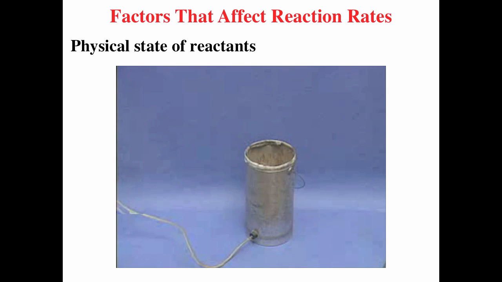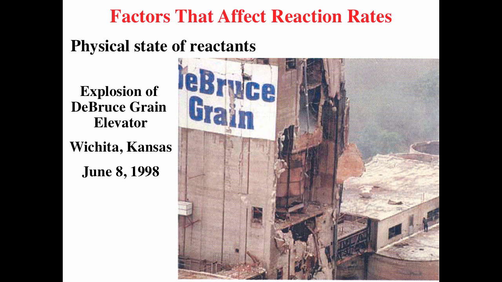Unfortunately, there are real-world examples of this. Grain elevators can explode if they get too fine of powder around, because the very fine powder is very reactive. And so we saw that the higher the concentration, typically the faster the reaction. The higher the surface area, typically the faster the reaction. So physical state affects the speed of the reaction.